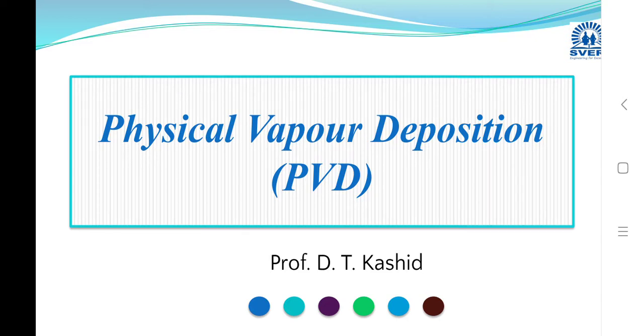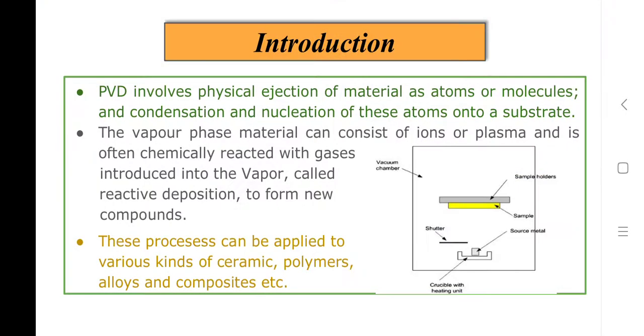So, first, before we start, let us know what PVD, or the physical vapor deposition method, is. It is one kind of method by which there is physical ejection of materials, conversion into some molecules, and nucleation of these atoms on a substrate.